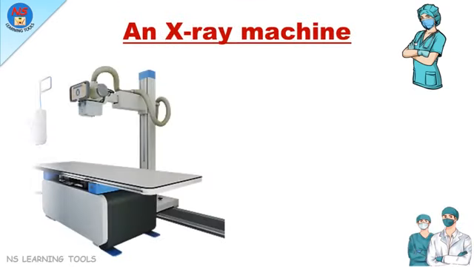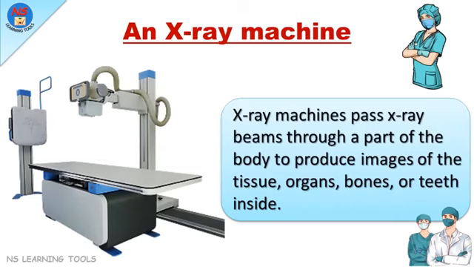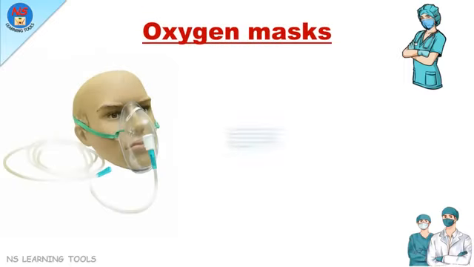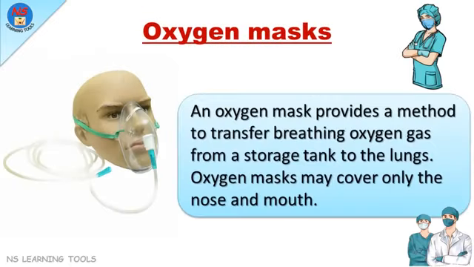An X-ray machine. X-ray machines pass X-ray beams through a part of the body to produce images of the tissue, organs, bones, or teeth inside. Oxygen masks. An oxygen mask provides a method to transfer breathing oxygen gas from a storage tank to the lungs. Oxygen masks may cover only the nose and mouth.